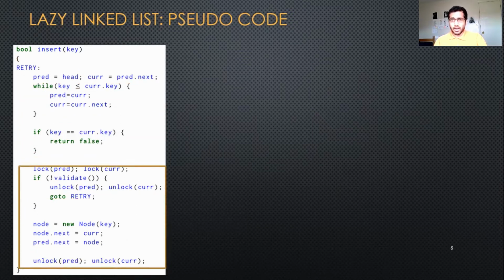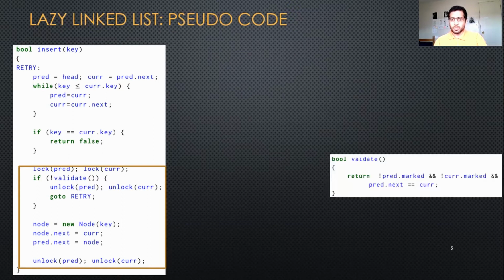You can call it the write or update section of the operation. The validate is a simple instruction where you check whether pred and current nodes are not marked, and pred still points to current. That implies that since the time the synchronization-free search returned these nodes, they haven't been changed. If that is the case, the validation succeeds. Then insert can simply go ahead and add the node between the pred and current nodes. And before returning, it will unlock these nodes, and the operation would be a success.